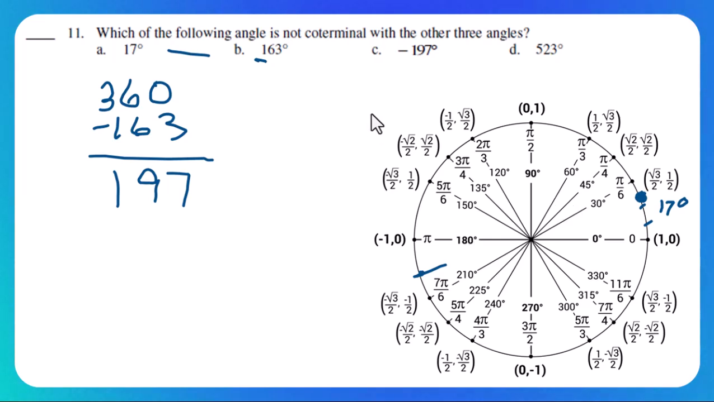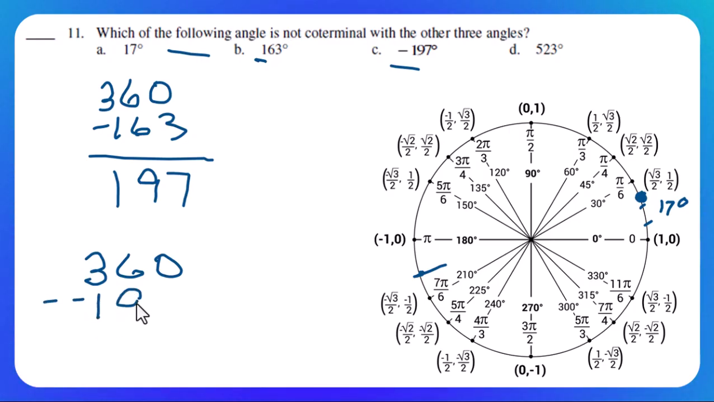All right, now let's look at negative 197. So let's take 360 and we're going to subtract negative 197. So that's like adding 197, and you subtract from 360. Okay, so we're going to get 557.